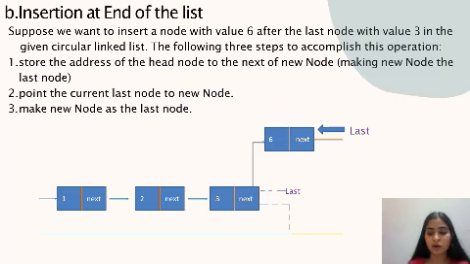Insertion at end of the list. Suppose we want to insert a node with value 6 after the last node with value 3 in the given circular linked list. So how will we do that? Store the address of the head node in the next of the new node and then point the current last node to the new node and make the new node the last node.